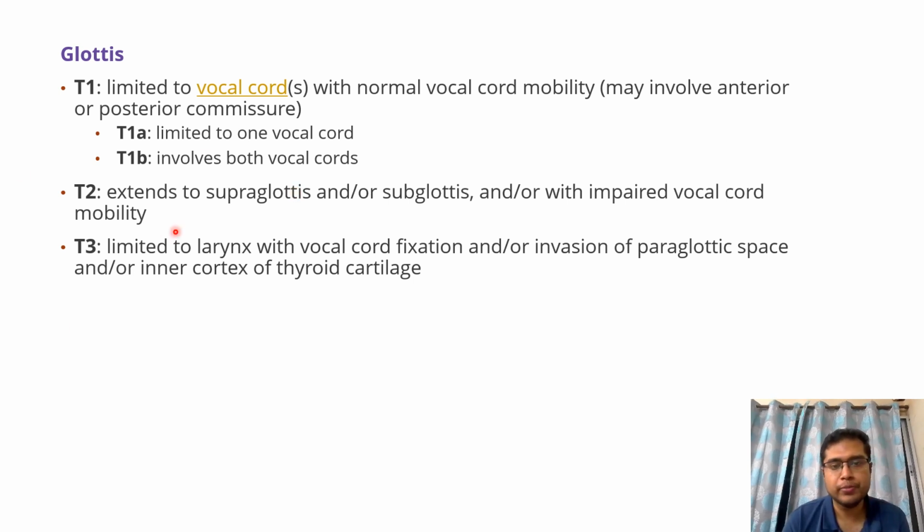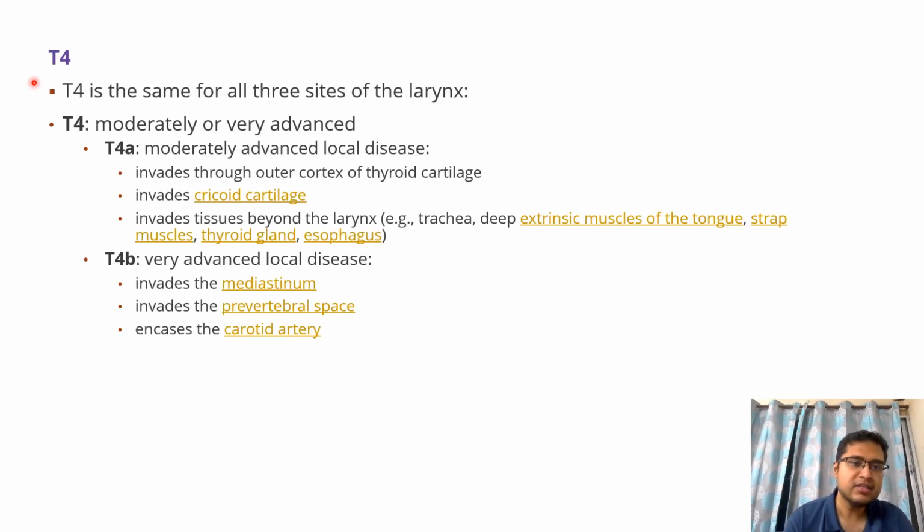T2 extends to the supraglottis and/or subglottis with and/or impaired vocal cord mobility. T3 is limited to the larynx with vocal cord fixation and/or invasion of the paraglottic space or inner cortex of the thyroid cartilage. Now, T4 stage is where there is moderately or very advanced disease, where T4A is moderately advanced disease and T4B is advanced local disease.